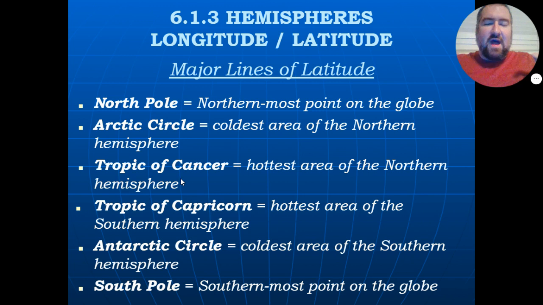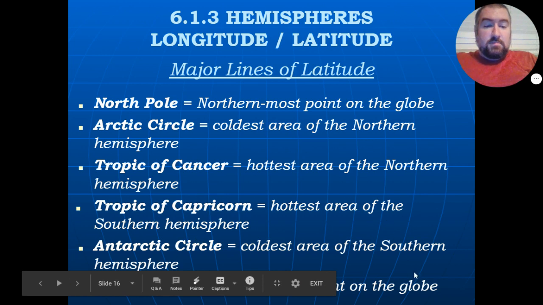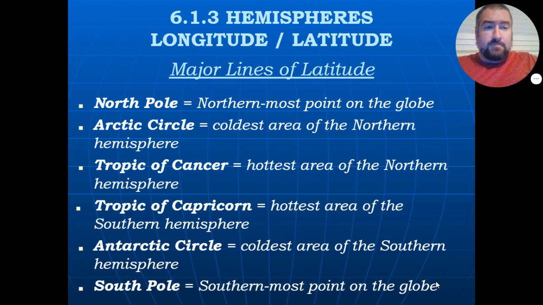So you've got this band of hot area called the tropics. And the boundaries, the border of these areas are the Tropic of Cancer and the Tropic of Capricorn, with the equator right in the middle. And then as you get closer to the South Pole, which, as you guys have already learned, is the southernmost part of the globe, the coldest area of the southern hemisphere is the Antarctic Circle. So, just as the Arctic Circle is in the Arctic Ocean, likewise the Antarctic Circle is around Antarctica.